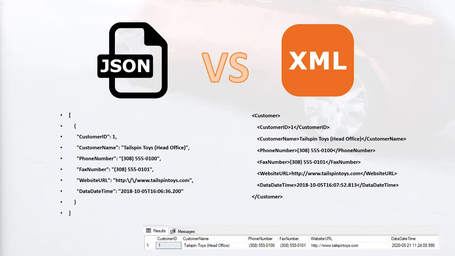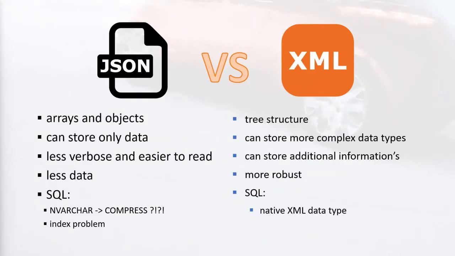JSON format is less verbose and easier to read. JSON objects usually contain less data than XML objects, and it is more adequate for network transfers because less data means faster transfer. JSON format contains less text than the XML format. Data in JSON format are represented by arrays and objects, while XML is a tree structure. XML can store more complex data types and is more robust than JSON, of course. And one thing where XML is also better is that XML can store additional information, while JSON can store only data.